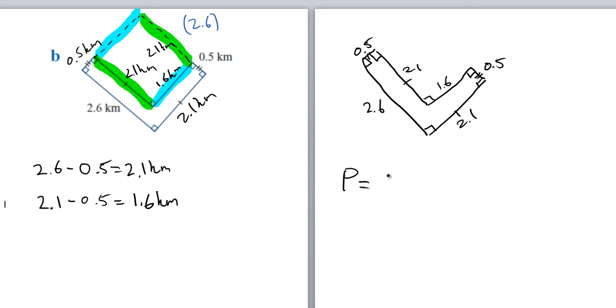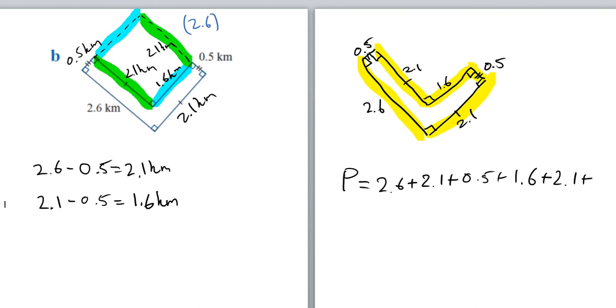All you need to do now is just add them all up and make sure you get every side. So we'll start off here. So it's 2.6 plus 2.1 plus 0.5 plus 1.6 plus 2.1 and finally plus the last bit 0.5.